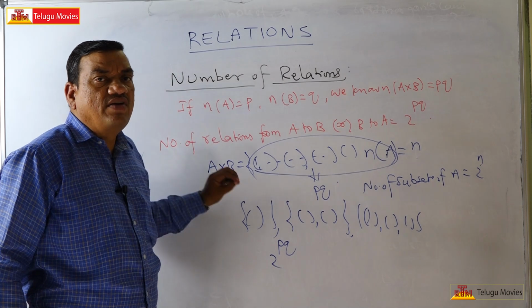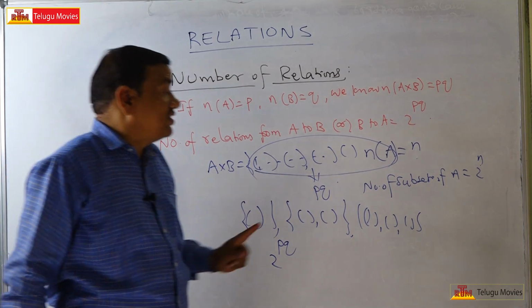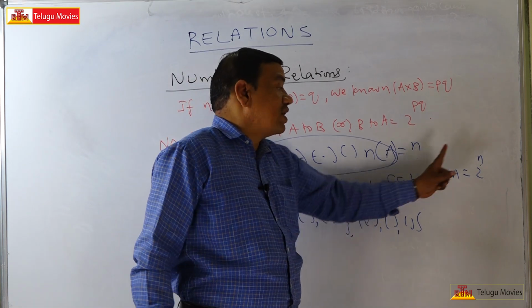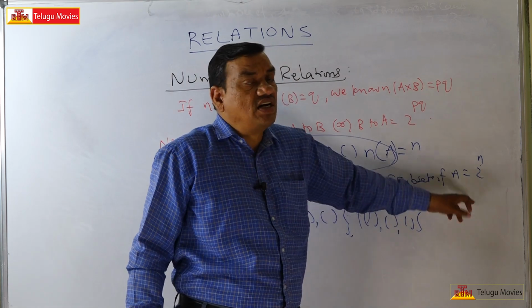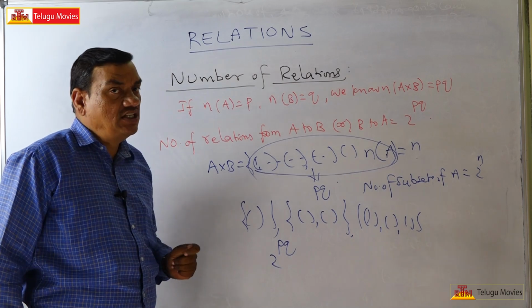This is a very easy concept, and the proof is also easily understandable. You have to remember that if a set contains N elements, then the number of subsets is 2 to the power of N. For that also I explained the proof. I hope that you understand this concept.